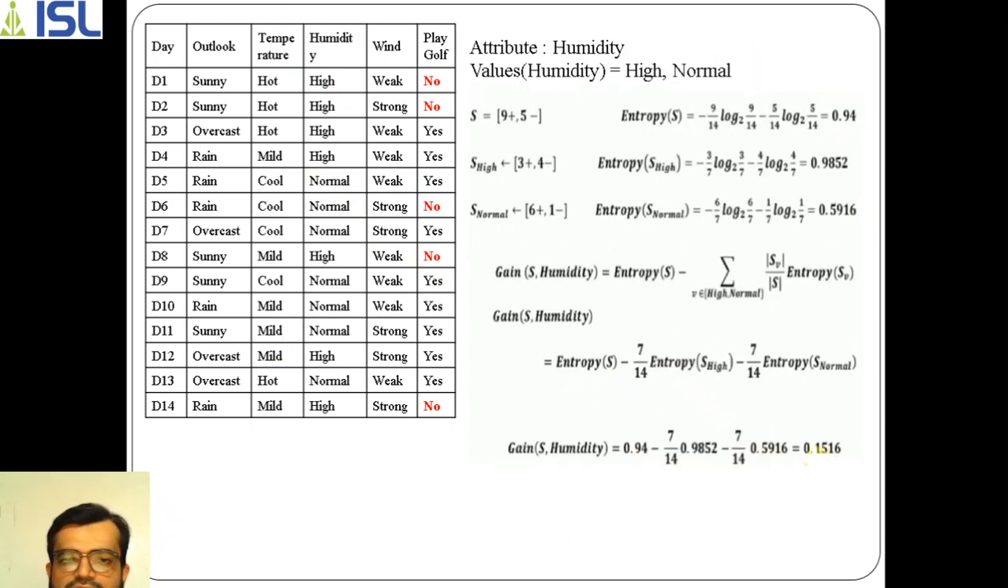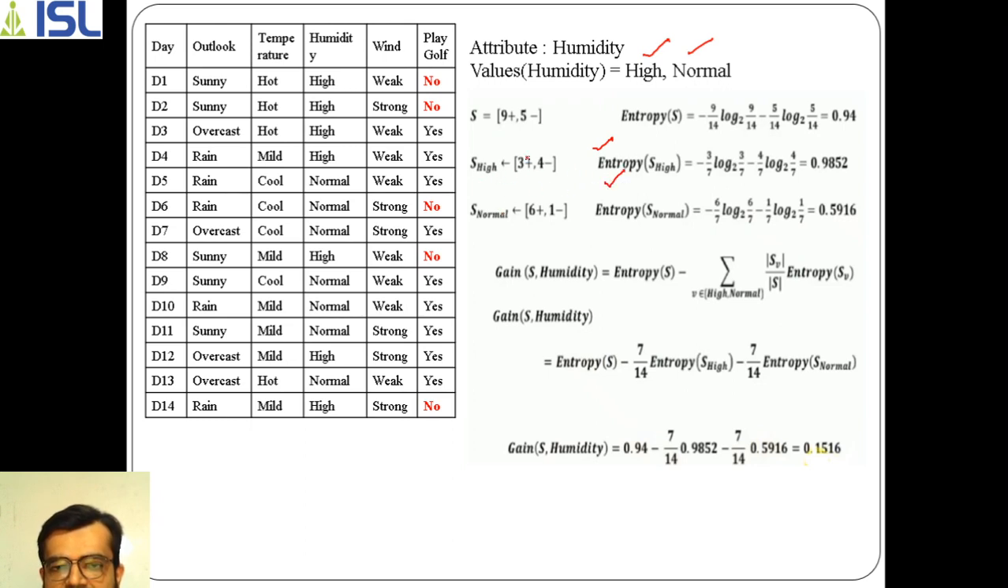Now coming to the humidity. In humidity, how many values are there? High and normal. Only two values are there here. So we take those values and we need to calculate the entropy of high as well as for normal.